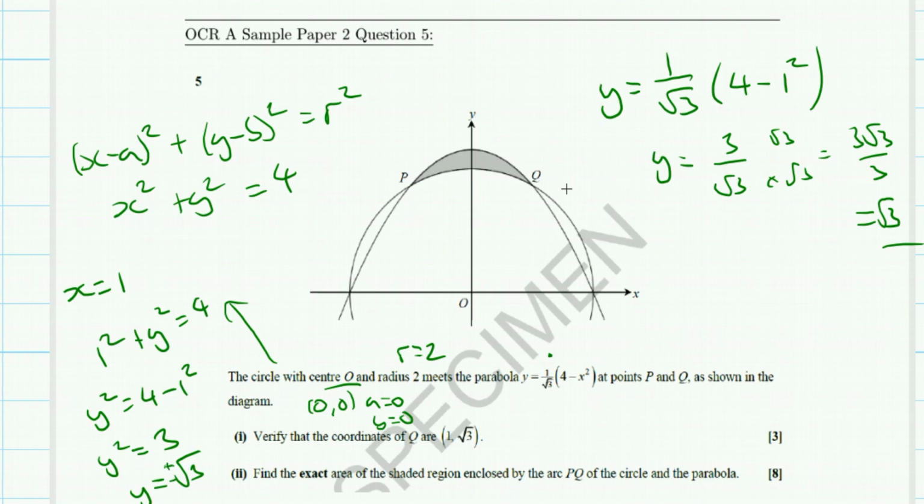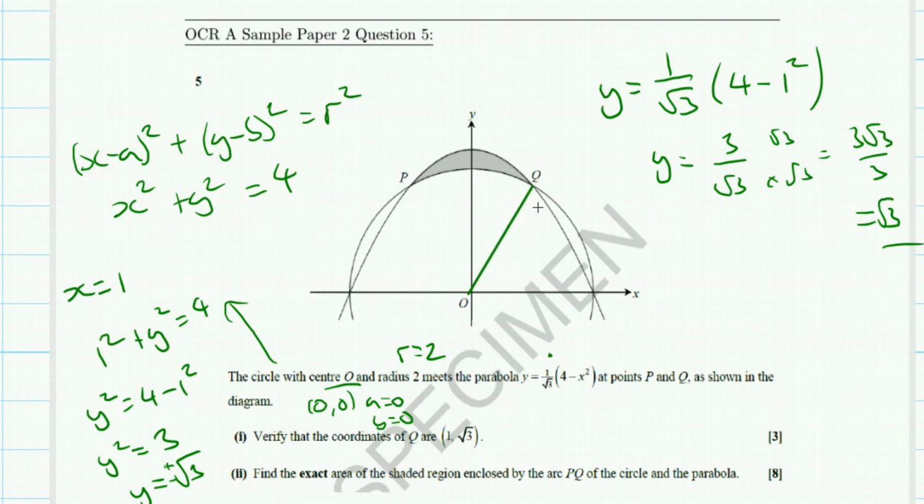So then the next step is to find the exact area of the shaded region enclosed by the arc PQ of the circle and the parabola. So in this case here, we want to find a point. So how am I approaching this question? The way that I'm approaching this question is I need to find the exact area of the region shaded by the region, so I need to integrate under the curve.